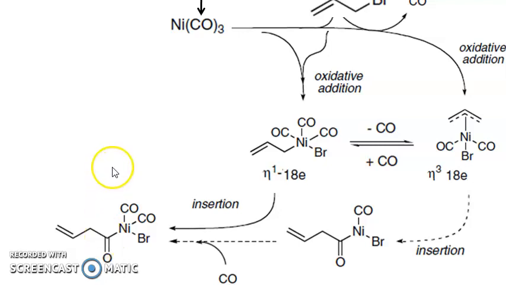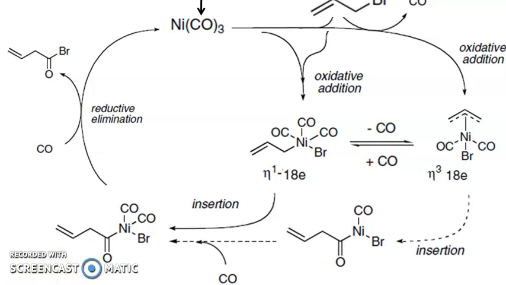Now, after the migratory insertion, the next step is reductive elimination. In reductive elimination, the product is formed here and the nickel tricarbonyl is removed. How is it happening? One carbon monoxide gets added over here, the nickel tricarbonyl is removed, and you get the product here. You have got the acyl bromide. So this is the mechanism which has been proposed for carbonylation, the addition of carbon monoxide to alkene or alkyne using an organonickel reagent.